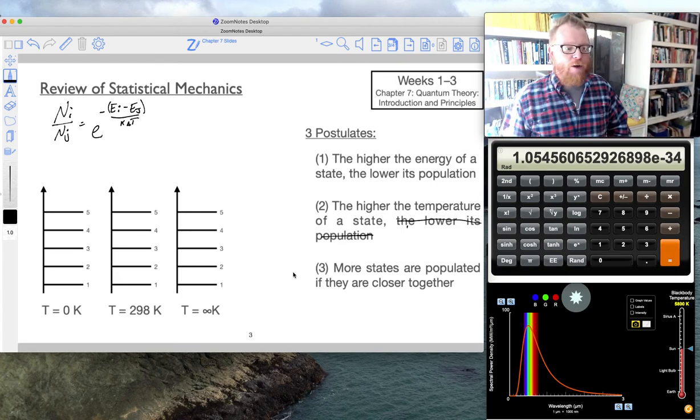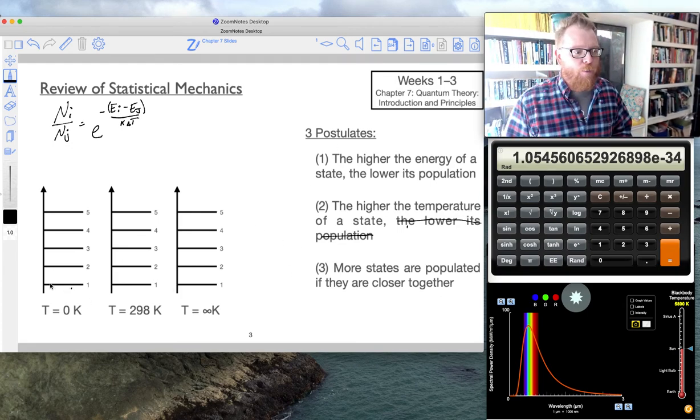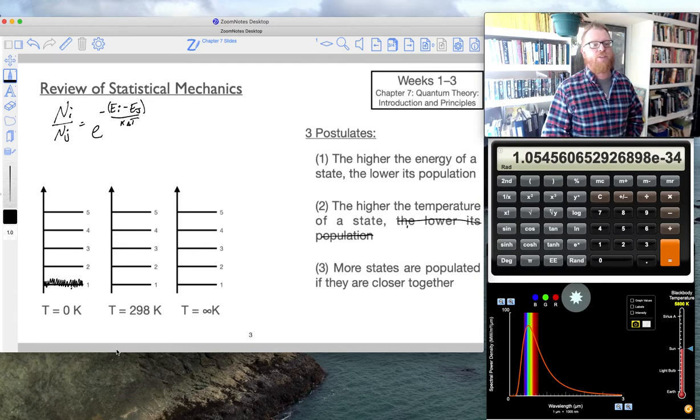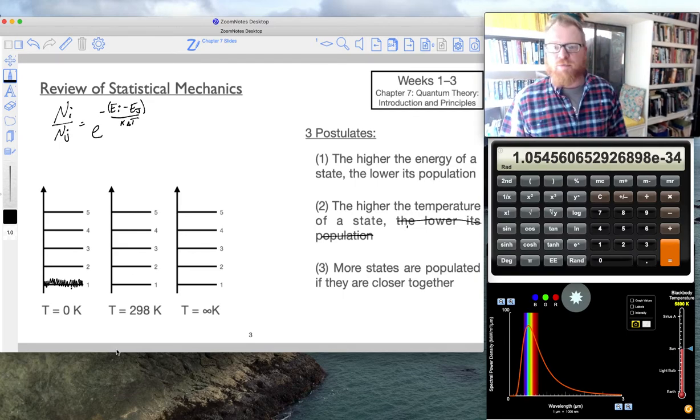If we were to look at 0 Kelvin, hopefully remember that at 0 Kelvin, everything will be in the ground state. So this shaded area represents 100% of my particles.